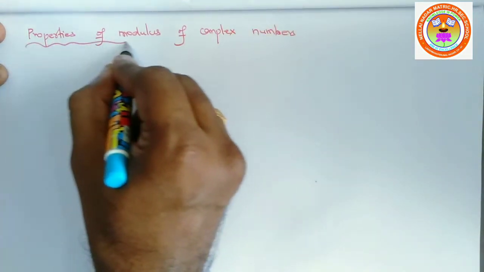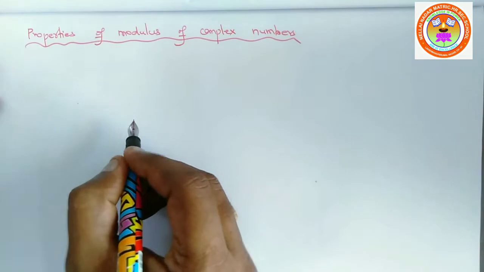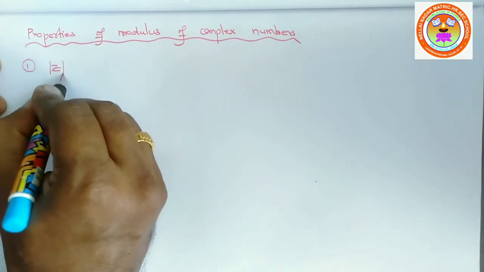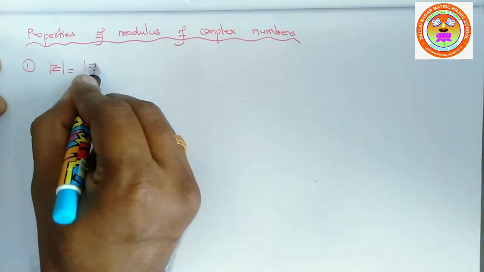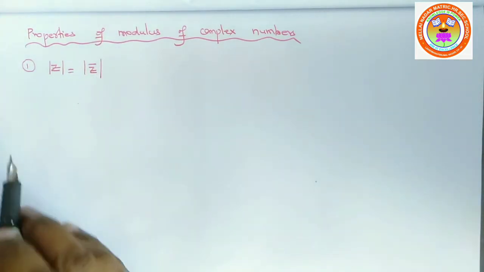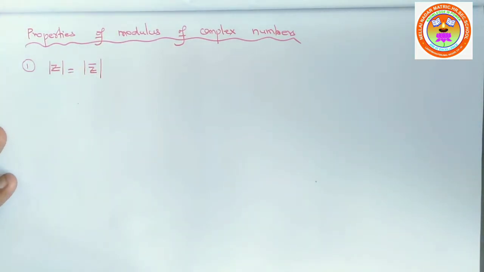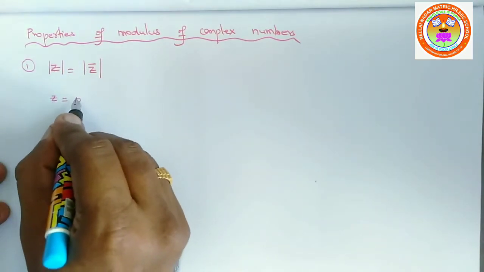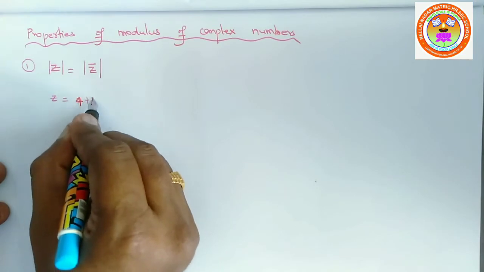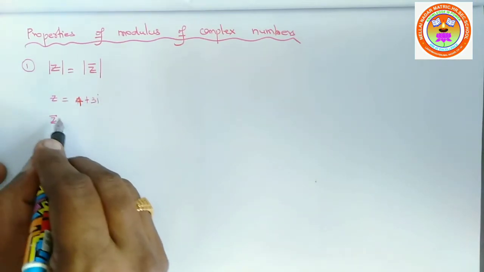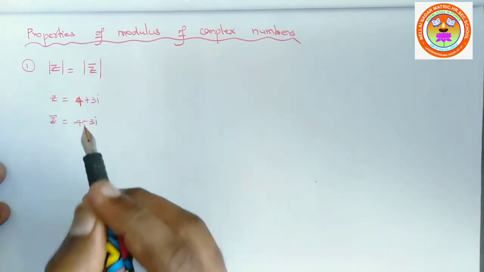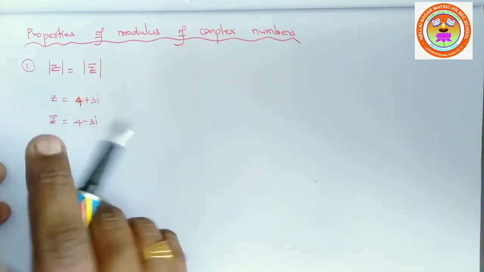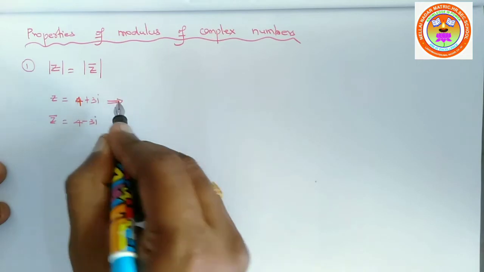So we are going to see the properties of modulus of complex numbers. The first property: modulus of z is equal to modulus of z bar. We can take an easy example. If z is equal to 4 plus 3i, what will be z bar? 4 minus 3i. In the previous exercise we saw that if z is 4 plus 3i, z bar is 4 minus 3i.